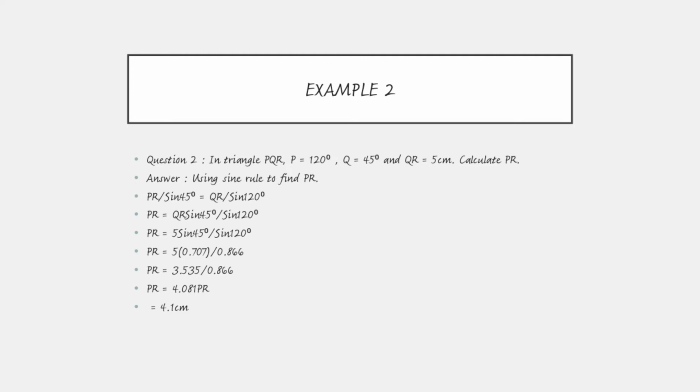Then our QR is 5 sine 45, which is 0.707, divided by sine 120, which is 0.866. Then our PR equals 3.535 divided by 0.866, which is 4.1 centimeter.